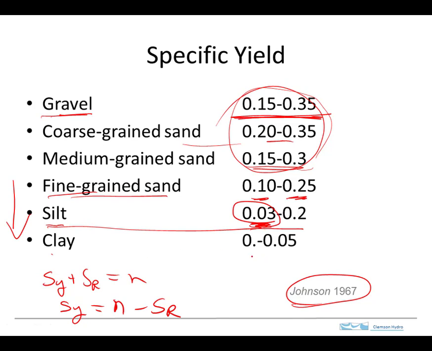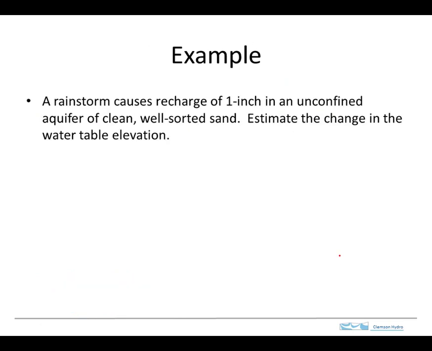Okay, and then for clay, it's quite small. Remember, for clay, we said porosity was 0.4 to 0.6, but the specific yield is 0 up to 0.05. So most of the water is going to be retained in clay during gravity drainage. Only a small amount is going to come out as a result of gravity. Okay, so these are some good values to keep in mind.